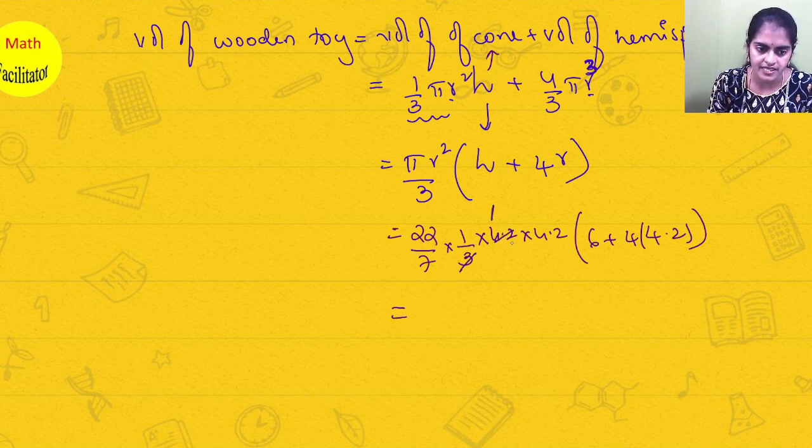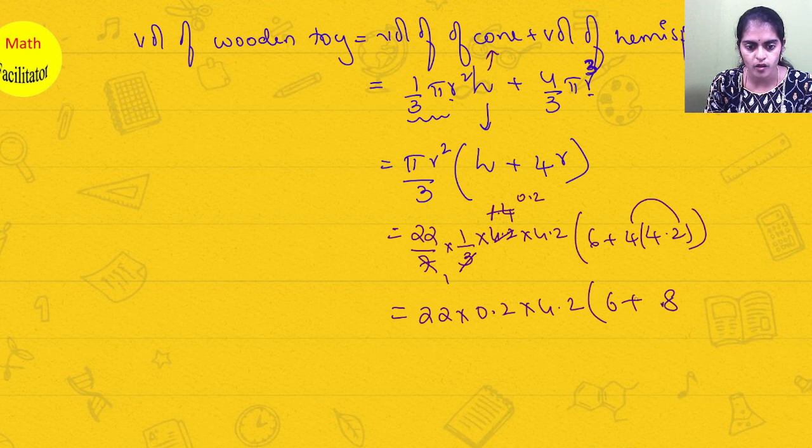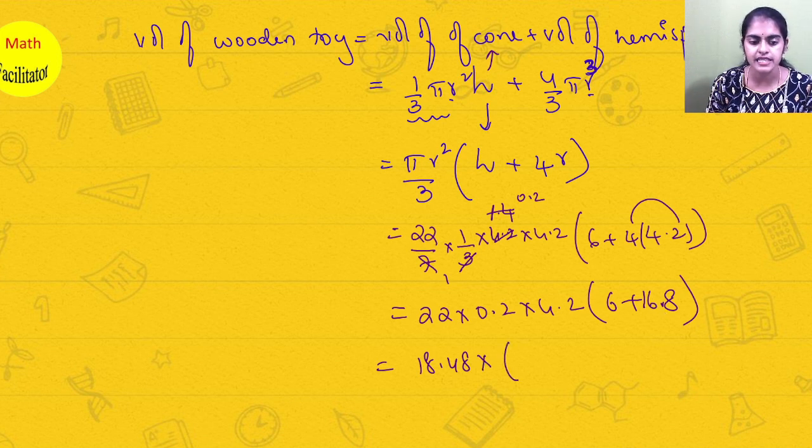I can write this as 3 1s are 3. 3 4s are 12. 7 1 time 7, 0.2 times is 1.4. So you have 22 into 0.2 into 4.2 multiplied by 6 plus 4 2s are 8, 4 4s are 16. So this is the answer. Multiplying it further, 22 into 0.2, how much are we getting here? You'll get 4.4. 22 into 2 is 44, it is 0.2, so it is 4.4. So 4.4 into 4.2, you will get 18.48 here, multiplied by 6 plus 16.8.